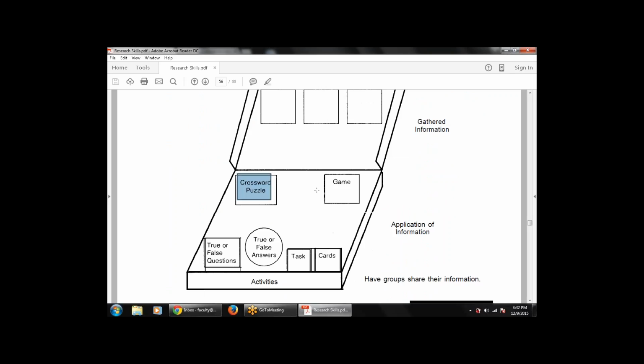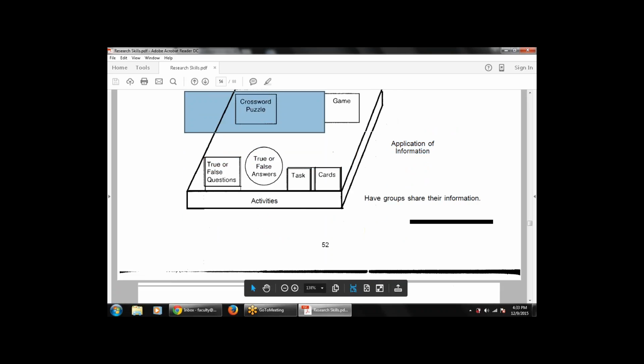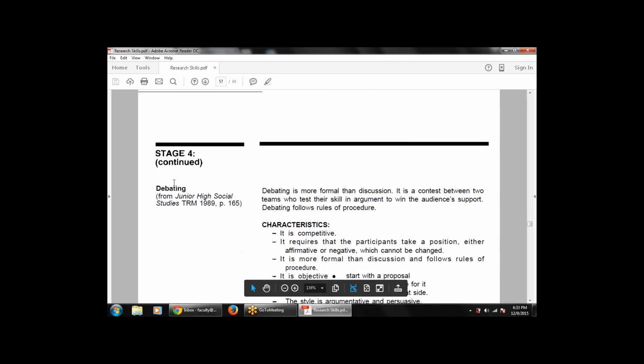This is the crossword puzzle, then game, then true or false question, then true or false answer, then task, then cards. This is the application of the information. So one is the gathered information, then next is the application of information. So these are the two parts. That is, one part is the record sheet, the next part is the display board.